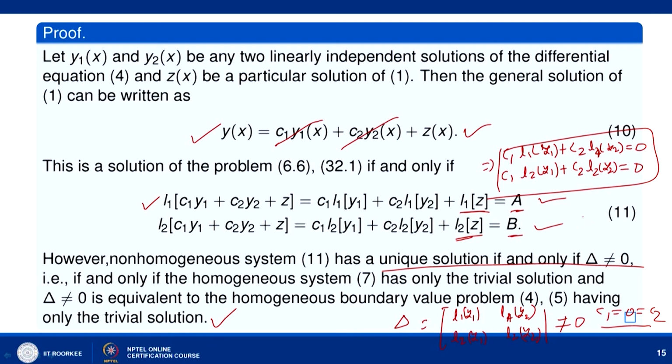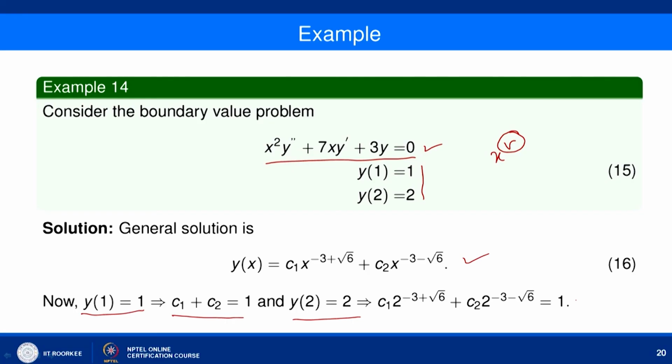So from 11 you can conclude that the trivial solution for the homogeneous boundary value problem is equivalent to saying that we have a unique solution for the non-homogeneous boundary value problem with non-homogeneous boundary condition. So, let us take one example based on this. Let us consider this example.